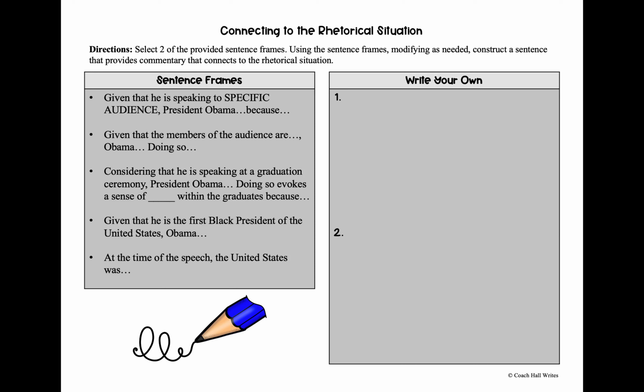So instead of saying something like paints a picture in their mind or opens their hearts or even appeals to emotion, a better way to phrase that would be something like this. Doing so evokes a sense of, and we could say maybe pride, hope, patriotism perhaps. And then again, just like with the first sentence, we have because. So we want to say why. So you might be noticing that what, why trend in these sentences.